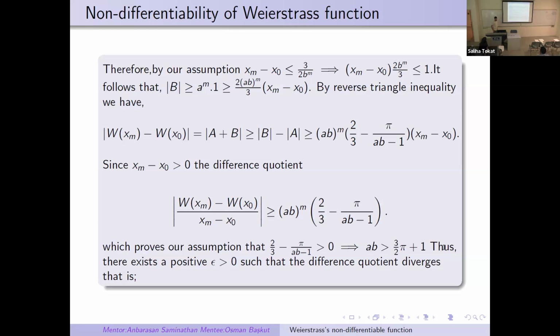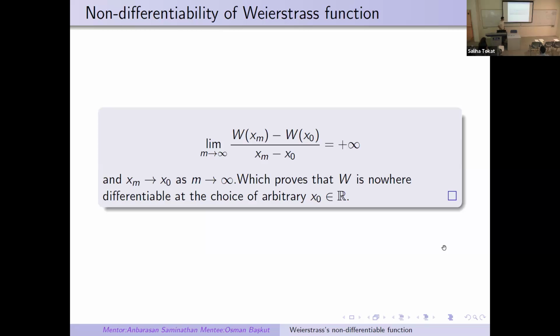Now, by using the reverse triangle inequality, we get a lower bound for this difference. Since this is bigger than 0, I mean positive, the difference quotient becomes like this, and this is our desired epsilon. We just need one epsilon to show this is divergent, and here we use the absolute value to prove our first assumption. Since we found our positive epsilon, we can now say that this limit is divergent, and we know this goes to x0 as m goes to infinity. So this proves that our function is nowhere differentiable, and since x0 is an arbitrary real number, the proof is done.